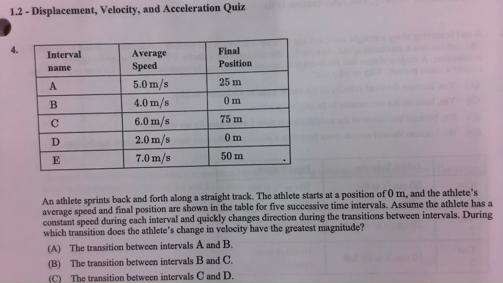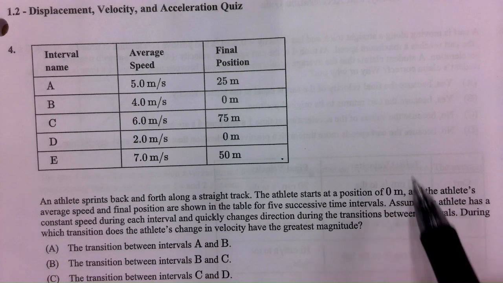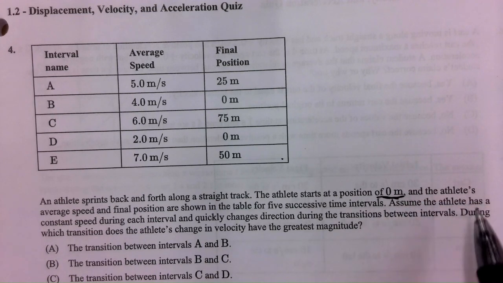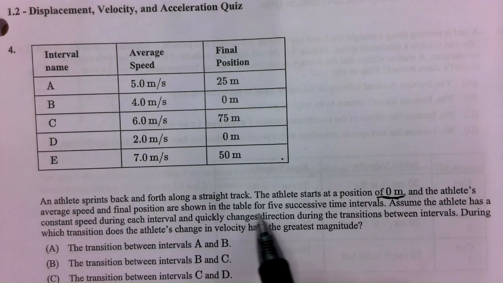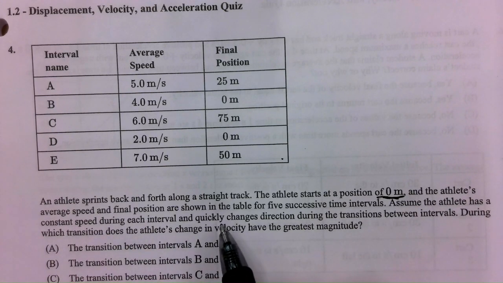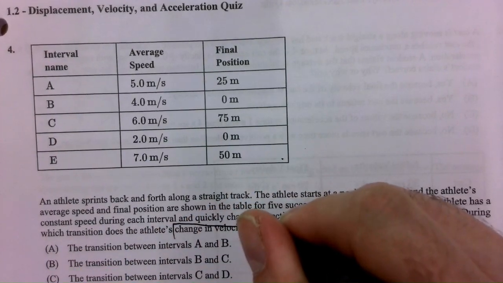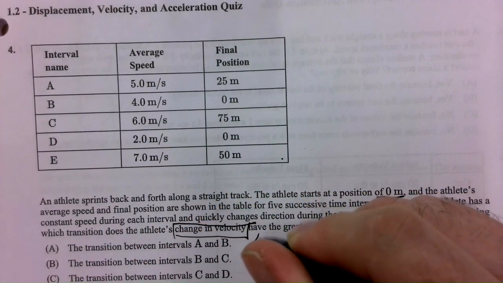Number 4 requires a couple steps to solve this problem because we're not given all the information we need to make this a really easy problem. We have an athlete sprinting back and forth along a track. The athlete starts at a position of 0. This will be important in a moment. And the athlete's average speed and final position are shown on the table for 5 successive time intervals. Assume the athlete has a constant speed during each interval and quickly changes direction during the transition between intervals. During which transition does the athlete's change in velocity have the greatest magnitude?